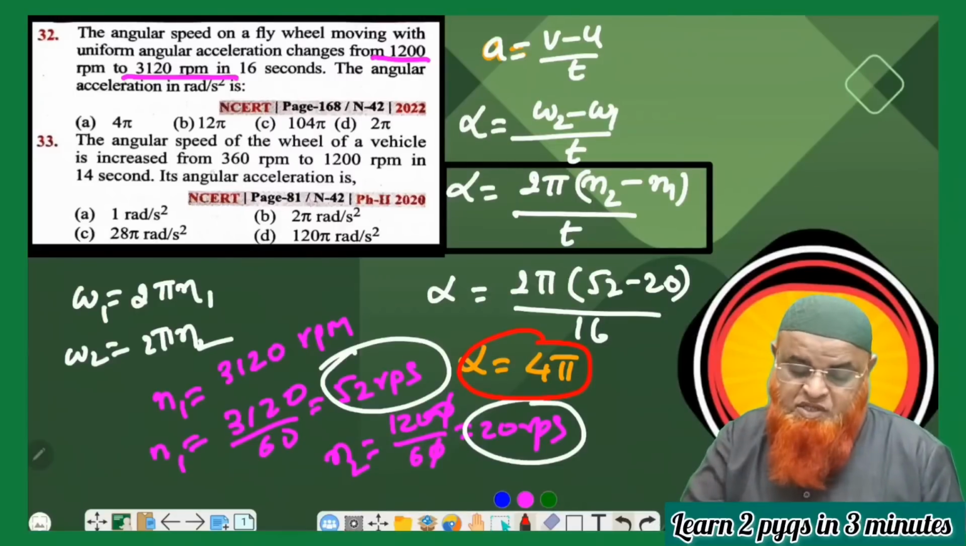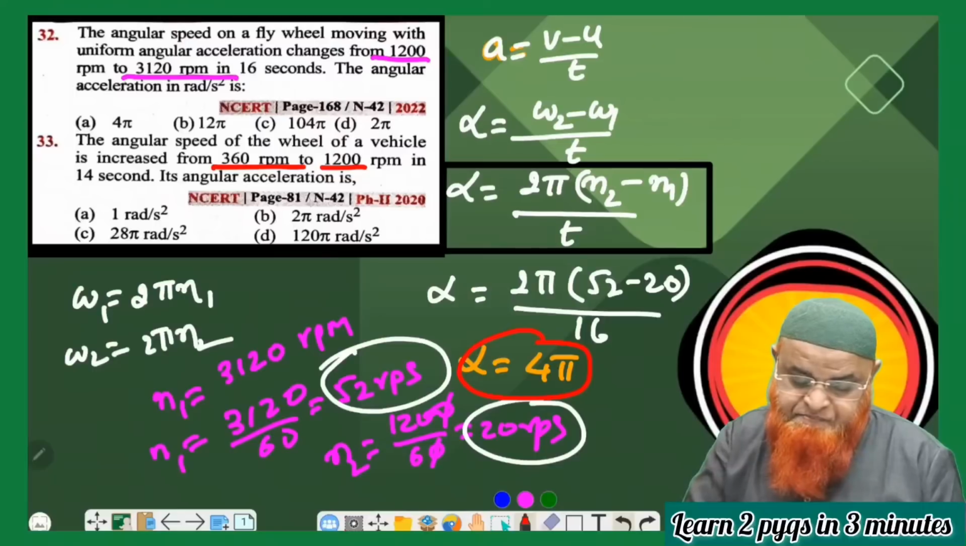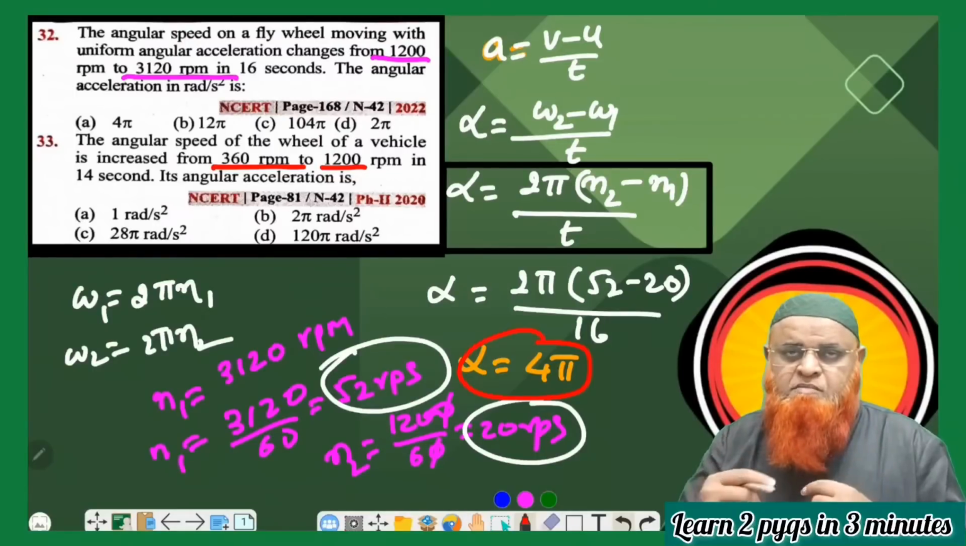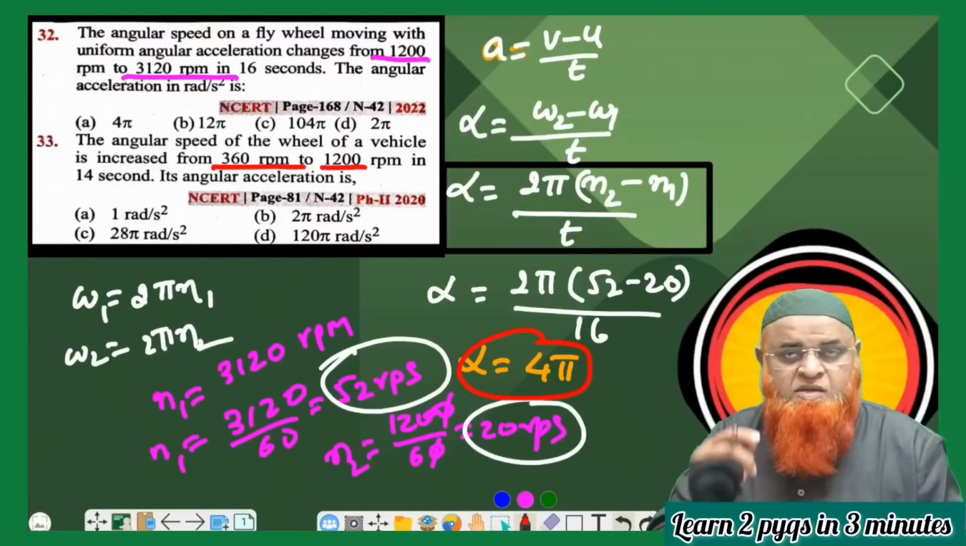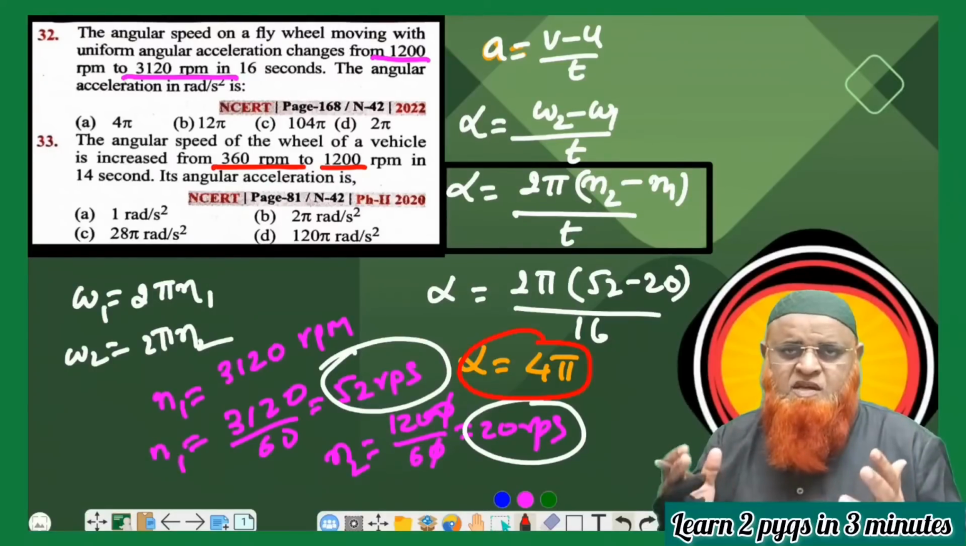So similarly, you can do this problem also, which is here. Okay. Now do this problem and comment me what is the correct answer. The same process you have to apply. So you have learned two problems in just 3-4 minutes.